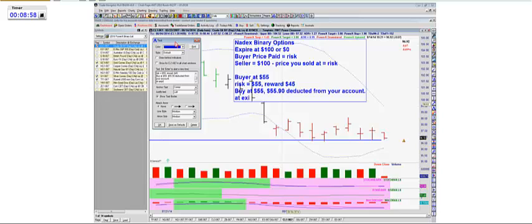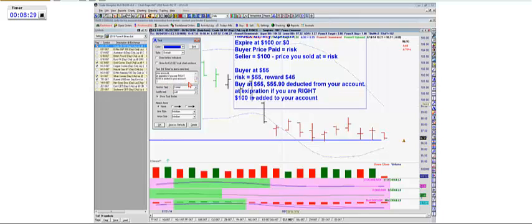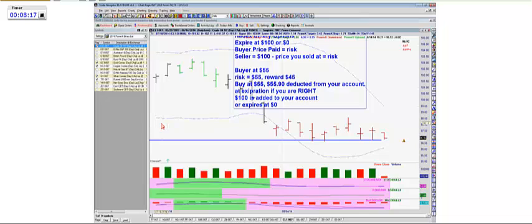Now, at expiration, if you are right on the outcome and where the market closed, $100 is added to your account, right? So when you place the trade, the money is deducted, and then at expiration, you're either going to have $100 added to your account, or the option expires at 0, and if it expires at 0, you're not paid anything.